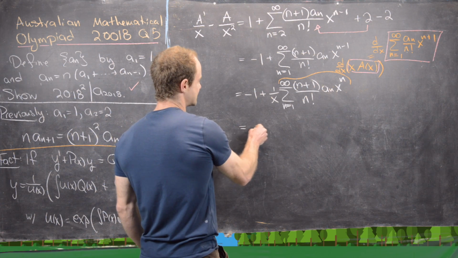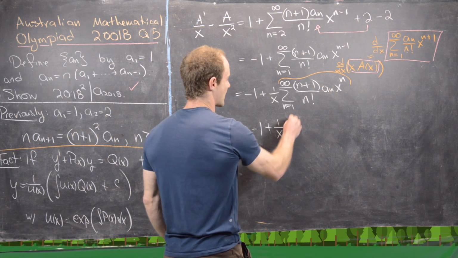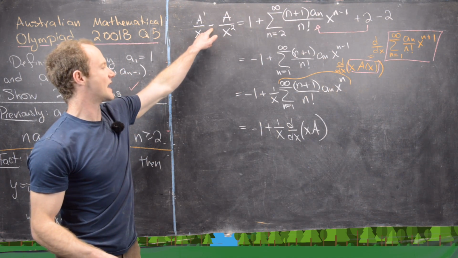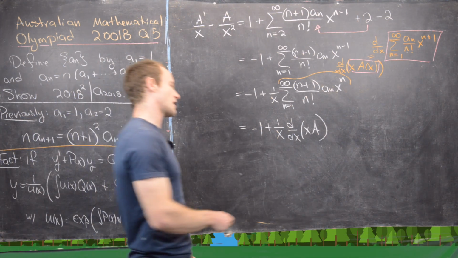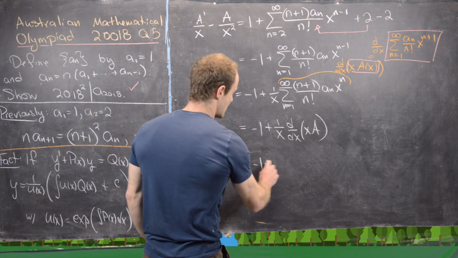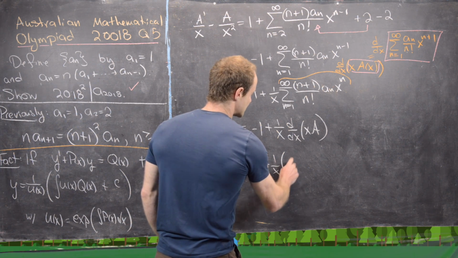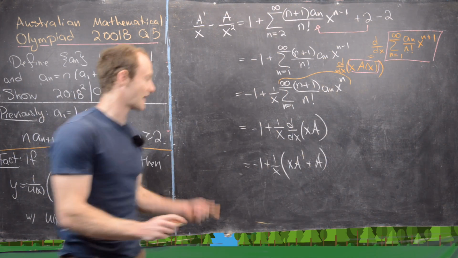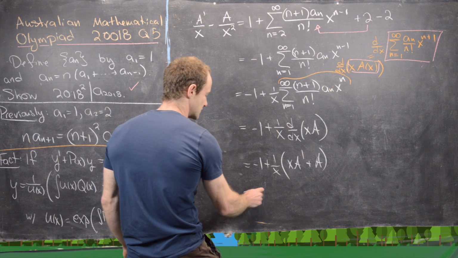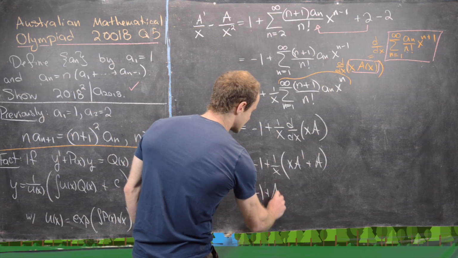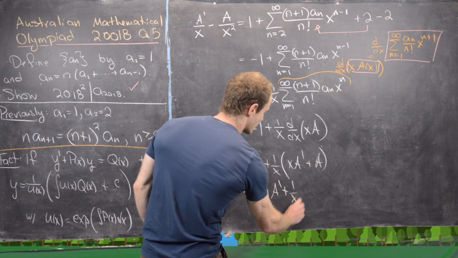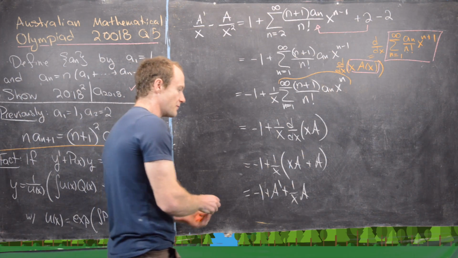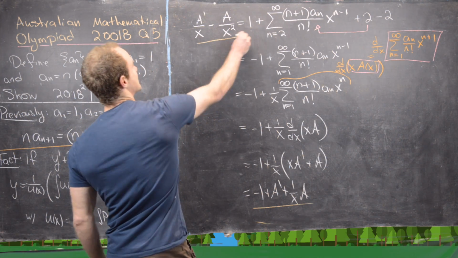So just to reiterate, this is going to be minus 1 plus 1 over x times the derivative of x times a, where I'll leave off my of x just like I did up here. But now I can use the product rule over here, so that's going to be minus 1 plus 1 over x times, so we're going to have x times a prime, and then plus a. Great. Like I said, using the product rule. Now we can distribute this through. That's going to give me minus 1 plus a prime plus 1 over x times a. Okay, fantastic. But now before we go on, I want to notice that that is equal to this.